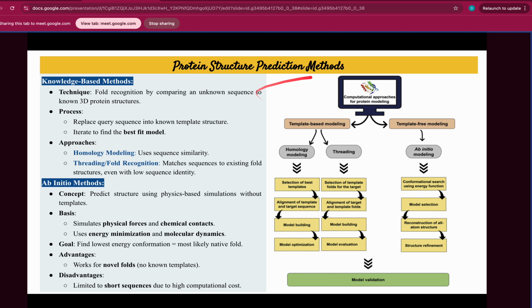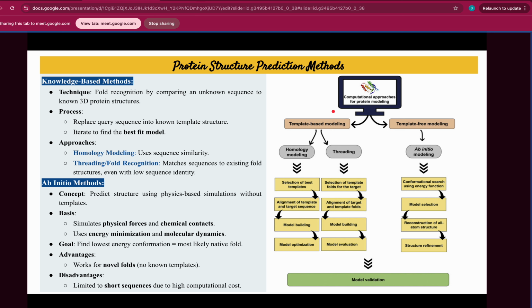And there are different protein structure prediction methods which are available, such as knowledge based methods. The technique is fold recognition by comparing an unknown sequence to a known 3D protein structure. For example, if you have a sequence for which the structure is not predicted, then in knowledge based methods, you simply look for a template. You look for a sequence which is most similar to your query sequence.